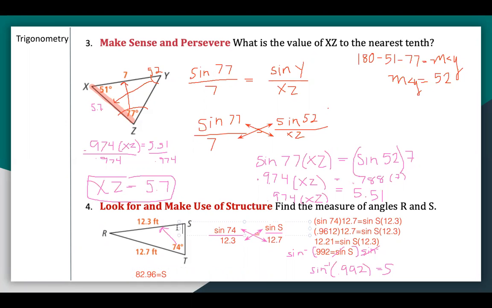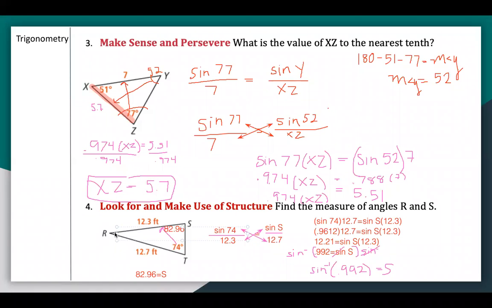Angle s is 82.96. And at this point, we can find angle r pretty easily because we don't need to know what st is. If we did know what st was, we could do the law of sines again and then do the cross multiplying idea one more time. But we don't even need to do that because I know two of the three angles in the triangle. If I add them all up, I can find the third angle. So I have 82.96 plus 74, and I'm going to take that away from 180, and I get 23.04 is the value of this third angle.